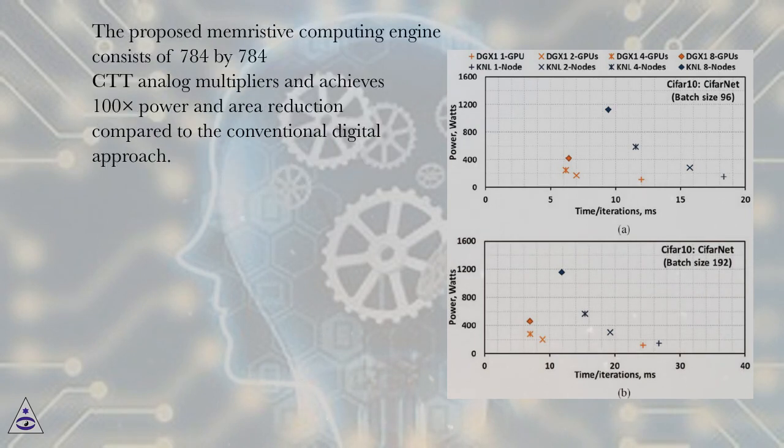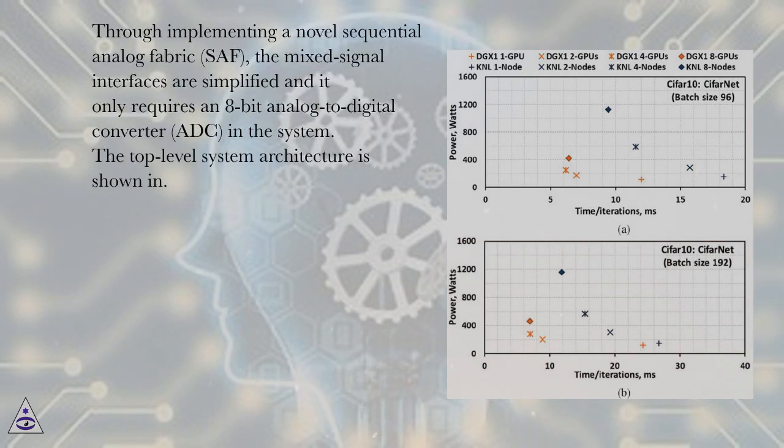The proposed memristive computing engine consists of 784 by 784 CTT analog multipliers and achieves 100 times power and area reduction compared to the conventional digital approach. Through implementing a novel sequential analog fabric, SAF, the mixed signal interfaces are simplified and it only requires an 8-bit analog to digital converter, ADC, in the system. The top-level system architecture is shown in the figure.